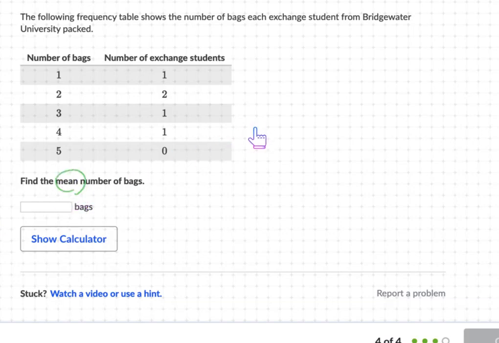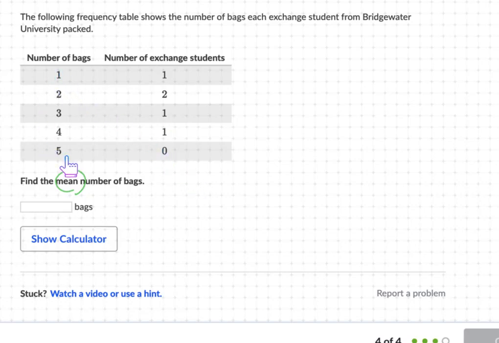All right, again, mean actually means the fair share. So, number of bags: 1 bag was 1 student. 2 bags was 2 students. 3 bags was 1 student. So this one is a little tricky here, okay?